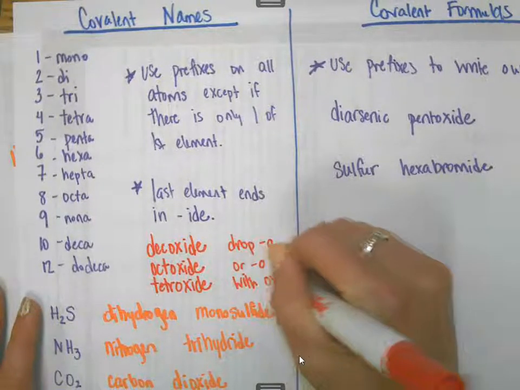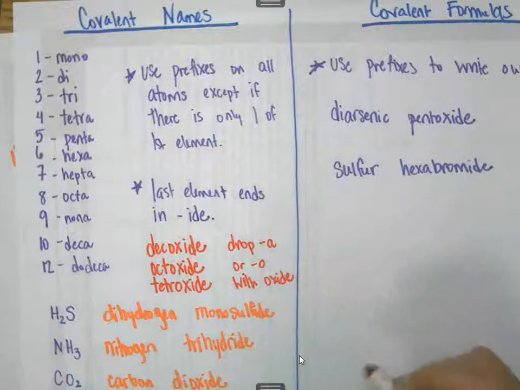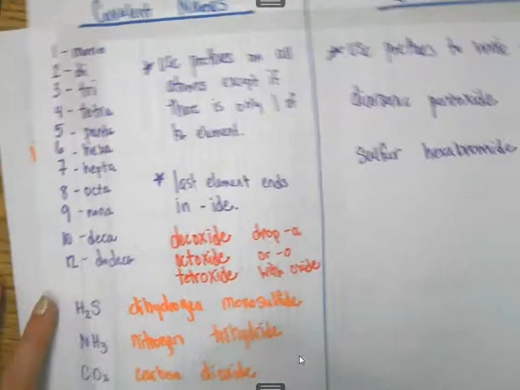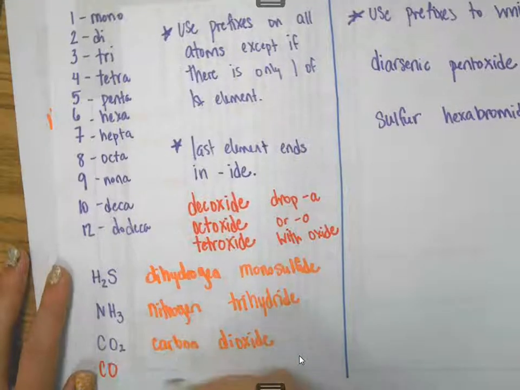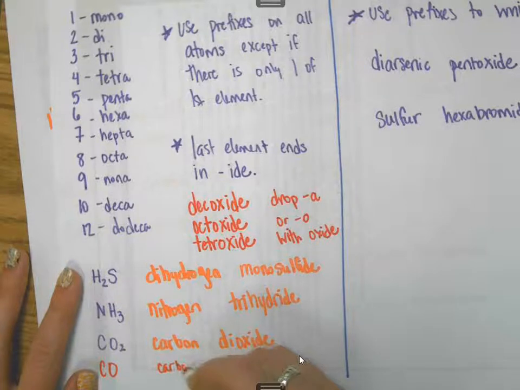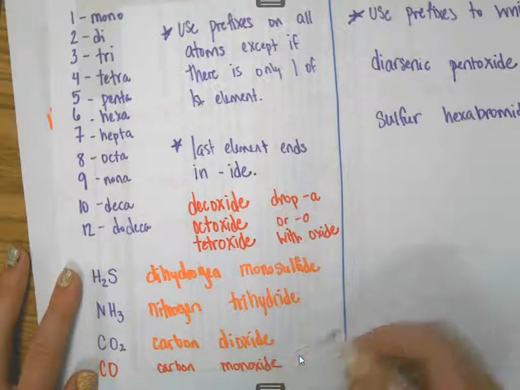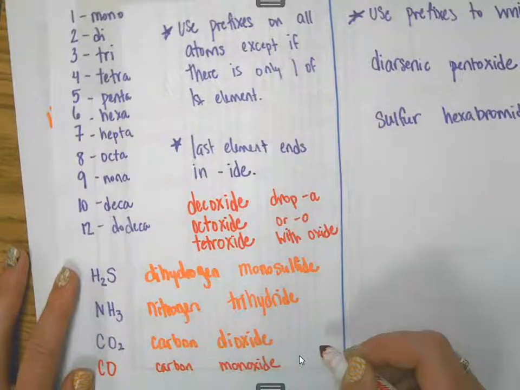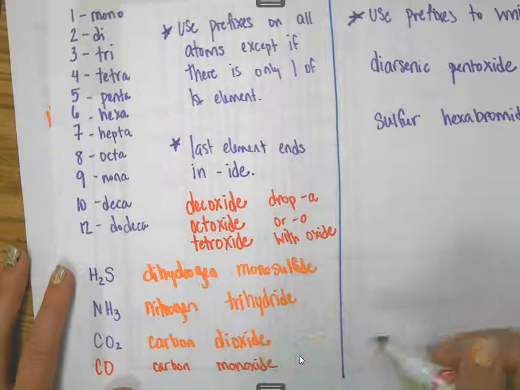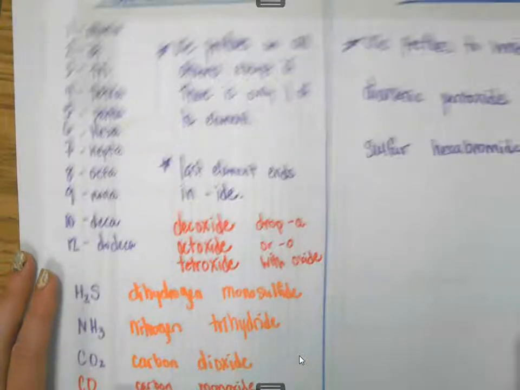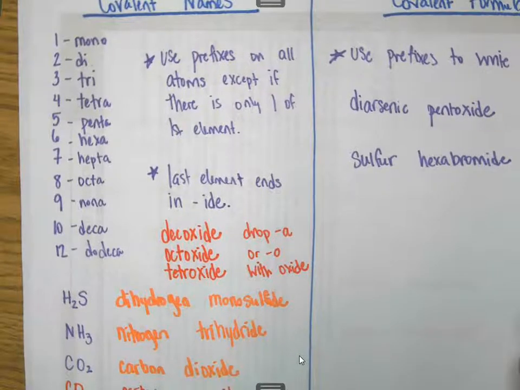with oxide. And an example of that, if I switch to this, would be carbon monoxide. I don't have 2 O's. It's not monooxide. I guess you could pronounce it differently too, but it's just simply carbon monoxide.